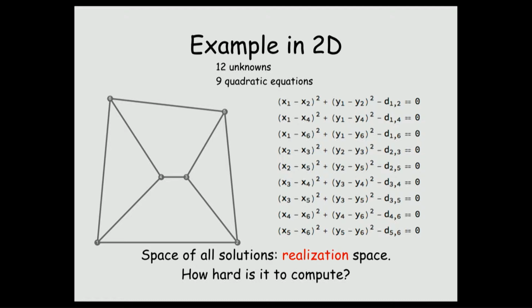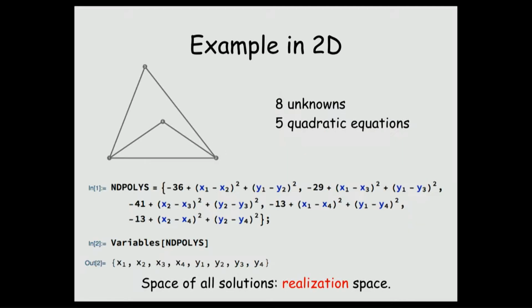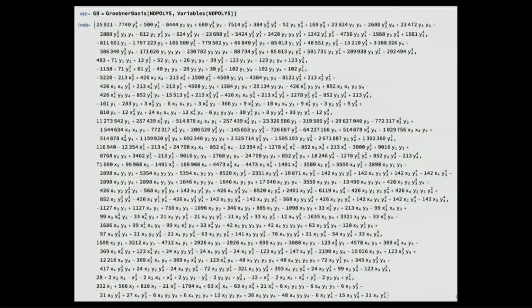And the space of all solutions, how hard it is to compute. Okay, so let me do a simpler example, because that one, Mathematica stayed for a while and didn't finish. So I chose this one. It's trivial. You know the solutions. So this is the system of polynomials. These are 8 variables. We want to compute the space of all the solutions and look for Gröbner bases.